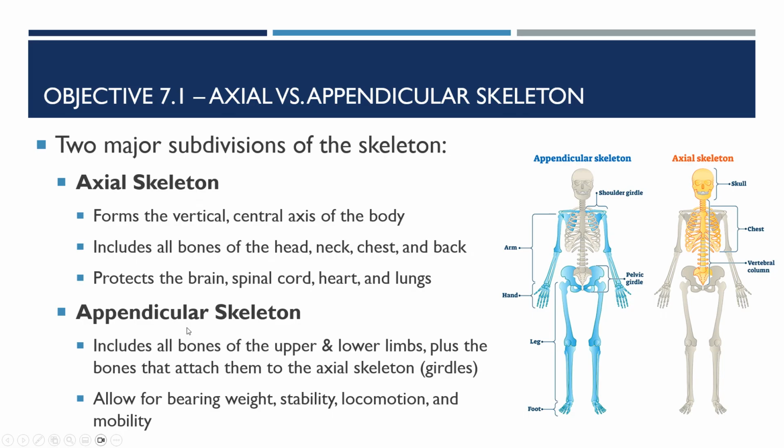It's going to be your arms and your legs as well as your girdles, which allow them to attach to that axial skeleton. And this is going to be for bearing weight. This helps us move around from place to place and also helps maintain stability.